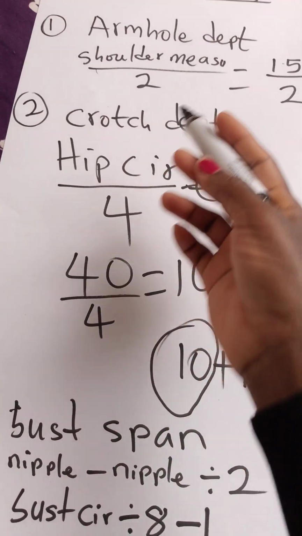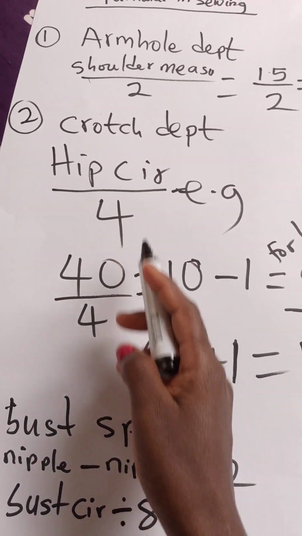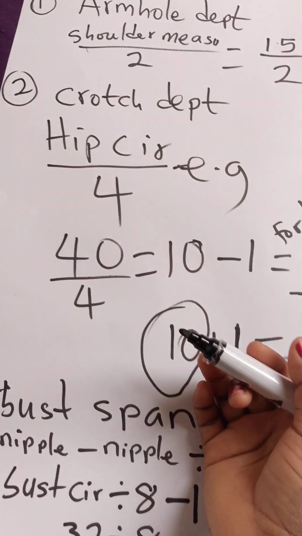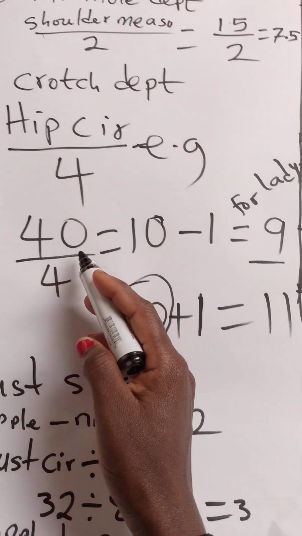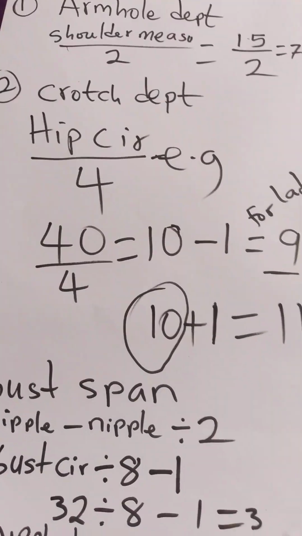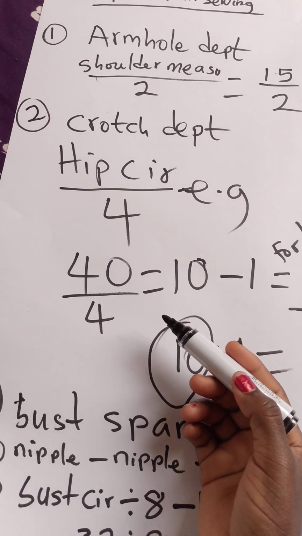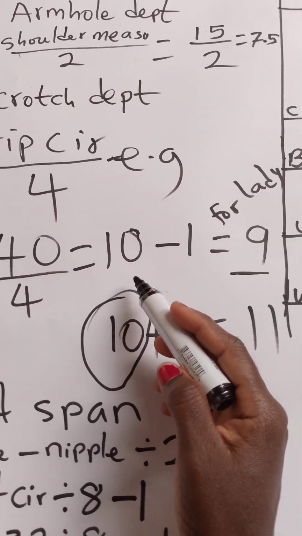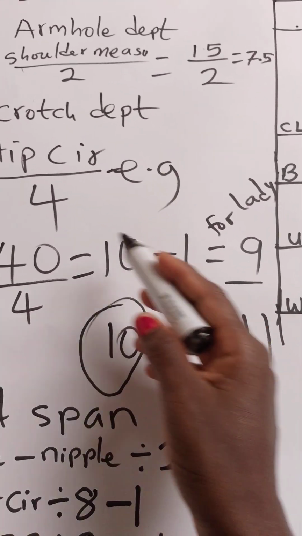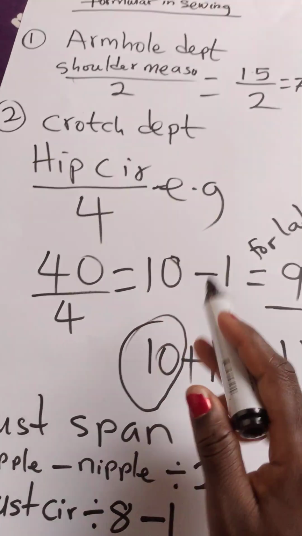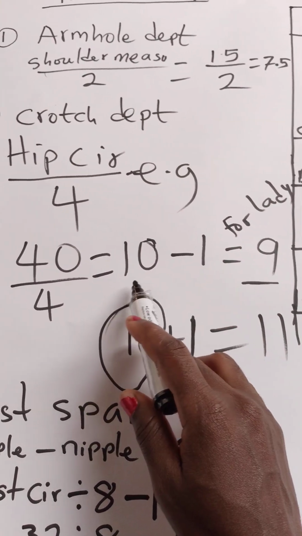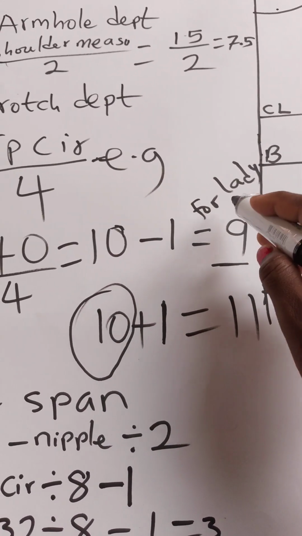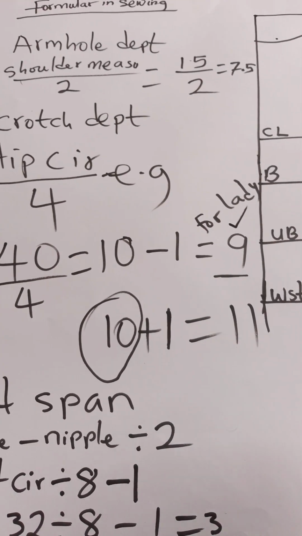The formula for the crotch depth is hip circumference divided by 4. For example, I'm having a hip of size 40. My hip measurement here is 40. I say 40 divided by 4, it gives me 10. So what's the next thing? If this hip is for a lady, I'll remove 1 from the answer, which is 10. 10 minus 1 will give me 9. This is what I'll use for a lady.